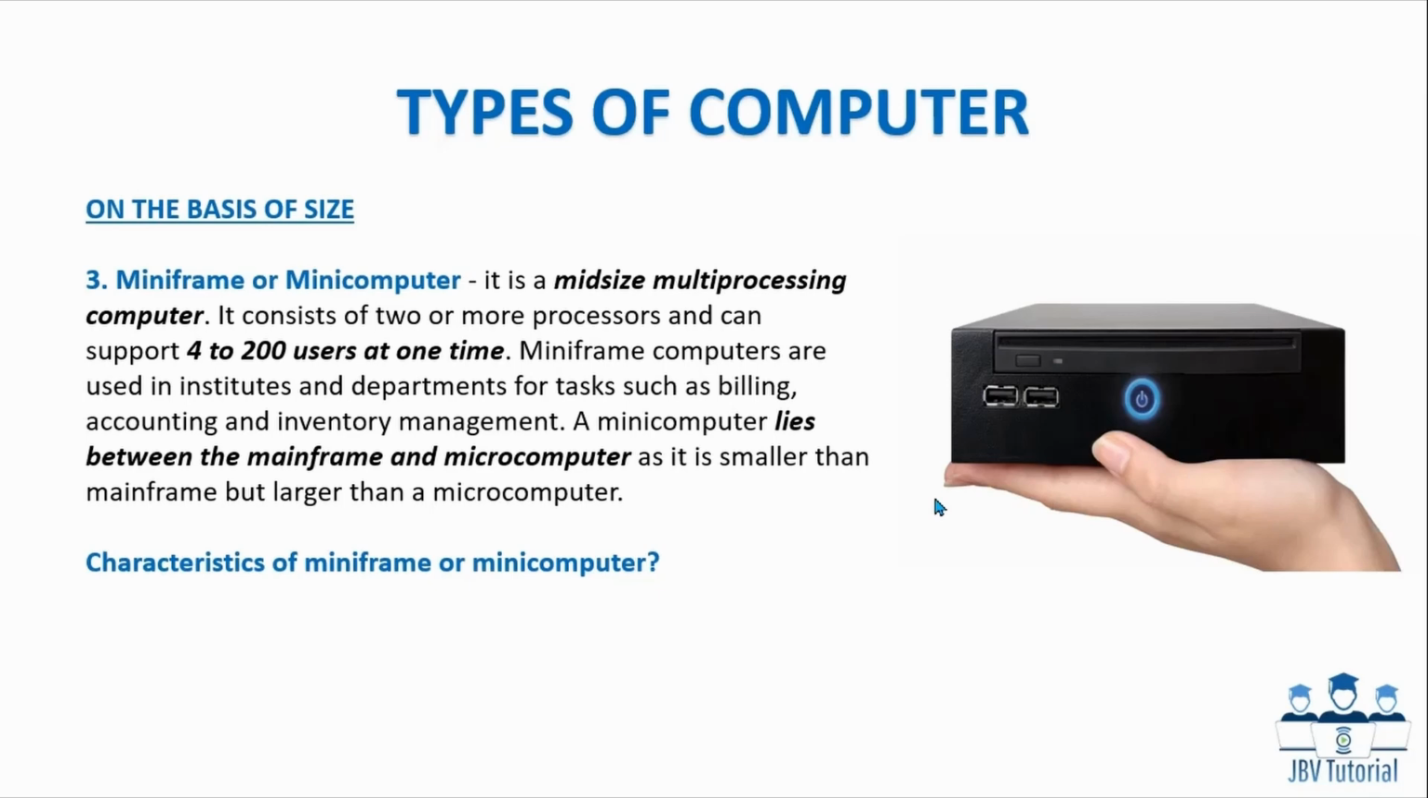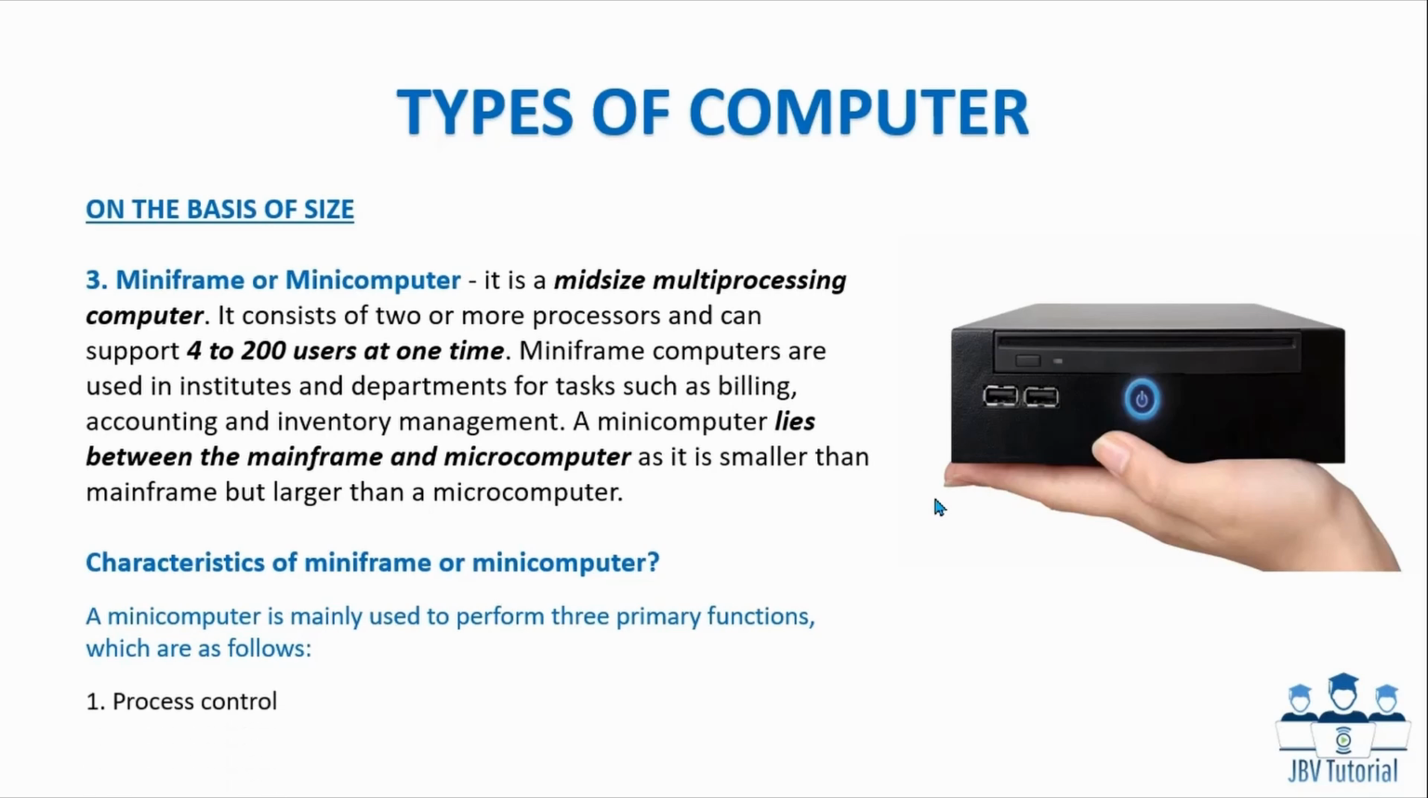Applications of mini-computers. A mini-computer is mainly used to perform 3 primary functions, which are as follows. Process control. It was used for process control in manufacturing. It mainly performs 2 primary functions that are collecting data and feedback. If any abnormality occurs in the process, it is detected by the mini-computer and necessary adjustments are made accordingly.